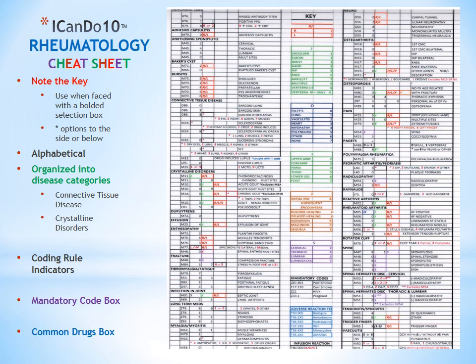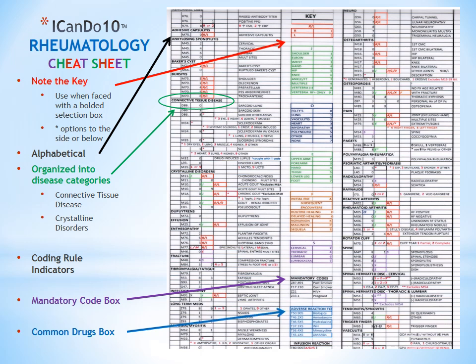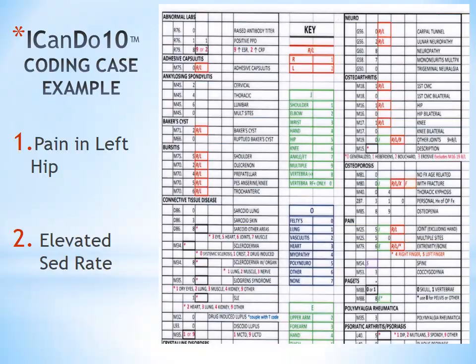The ICanDo10 rheumatology cheat sheet looks something like this. Note the key in the center, which is used to fill in variables as you build the code. It is alphabetical, organized into disease categories, has mandatory coding boxes as reminders, as well as common rheumatologic drugs that can cause adverse effects. The coding rules are also implemented to help guide the physician to the appropriate way to code. Here's an example of a coding case.